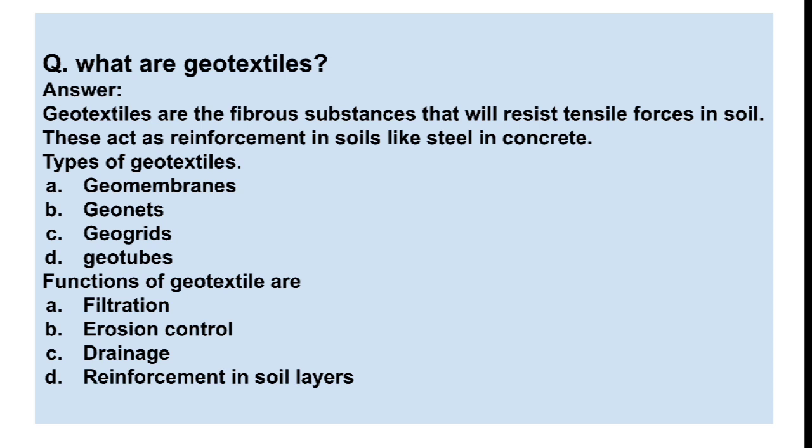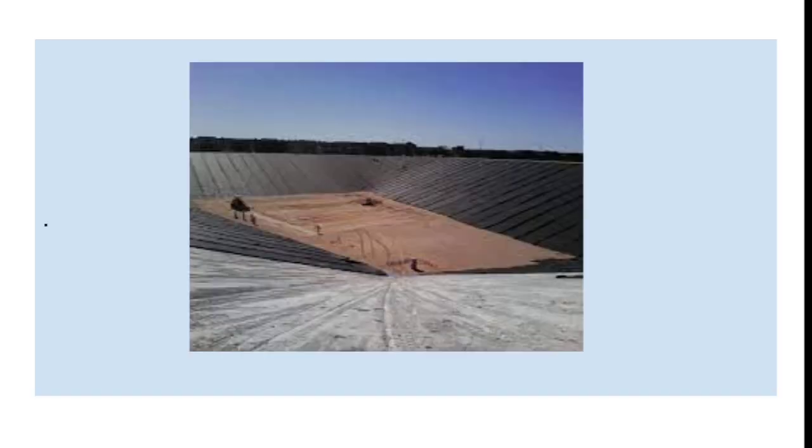What are geotextiles? Geotextiles are used to resist tensile forces in soil, and these are like fibrous substances. They act as reinforcement in soil like steel in concrete. Types of geotextiles are geomembranes, geonets, geogrids and geotubes. Functions of geotextiles are generally filtration and erosion control, drainage and reinforcement in soil layers. As you can see now, this is one type of geotextile used in canals to decrease the infiltration.